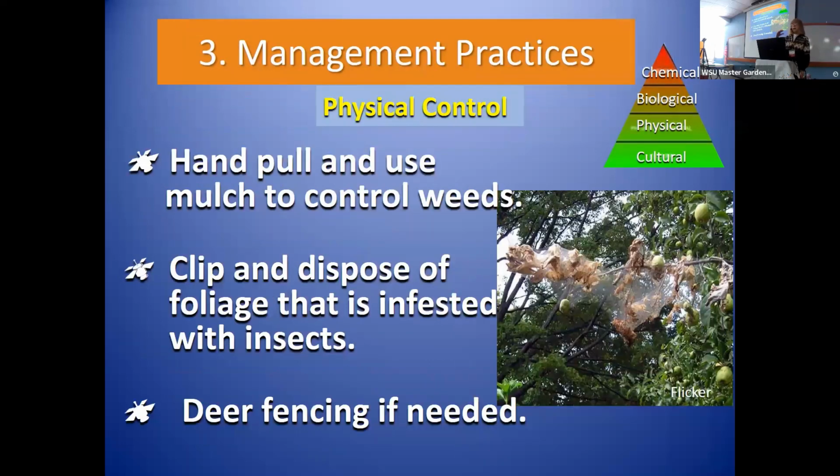All right, now we're going to move up the rung here, and we are going to look at physical control. In this instance, these are things that you want to do. You want to physically get out there and hand pull and use mulch to control weeds. Remember, they're going to compete for water and nutrients with your fruit trees. You can clip and dispose of branches that might get infested with insects like the fall webworm. And then a lot of us, I'm sure, need deer fencing around our little backyard orchards. Otherwise, we're going to run into some problems with deer.